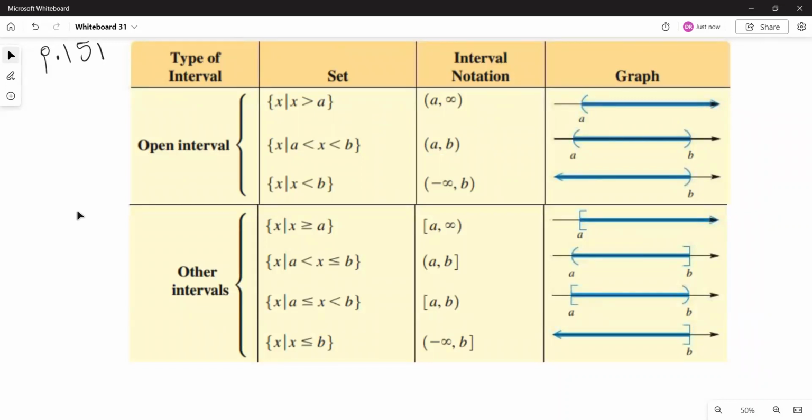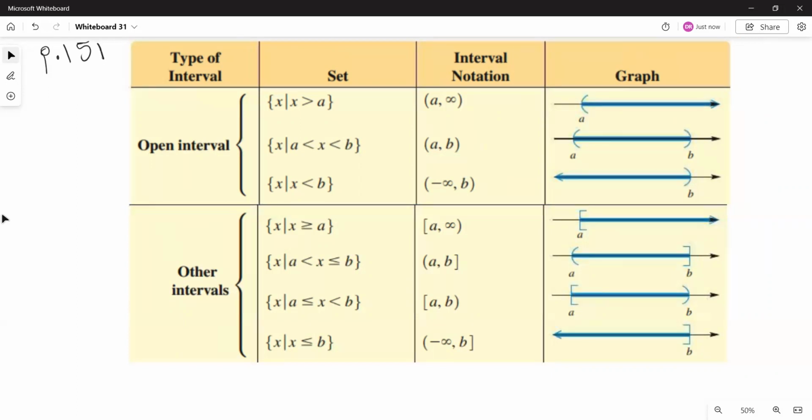That's written parenthesis a, comma b, bracket. The set of all x such that x is greater than or equal to a but less than b, that's going to be written bracket a, comma b, parenthesis. And the bracket indicates that the end value is included. The parenthesis indicates that the end value is excluded.